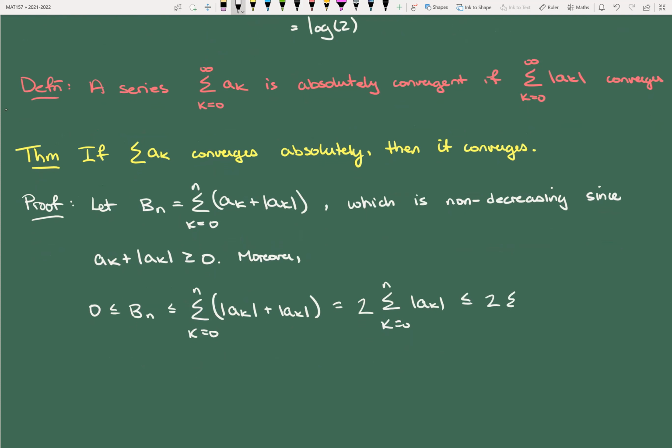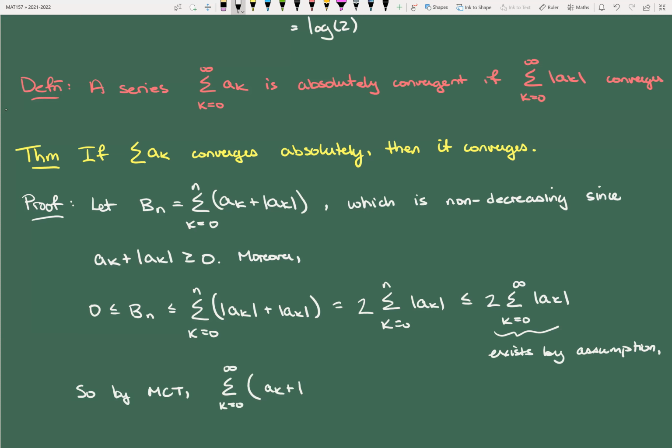Here, let's do it like this then. And this thing on the right here, this exists. I could have just used basic comparison here though, if I wanted to. So this exists by assumption. Therefore, by the monotone convergence theorem, I'm bounded above, I'm non-decreasing, so I converge. So by MCT, b_n converges. And you're like, okay, great, who cares?